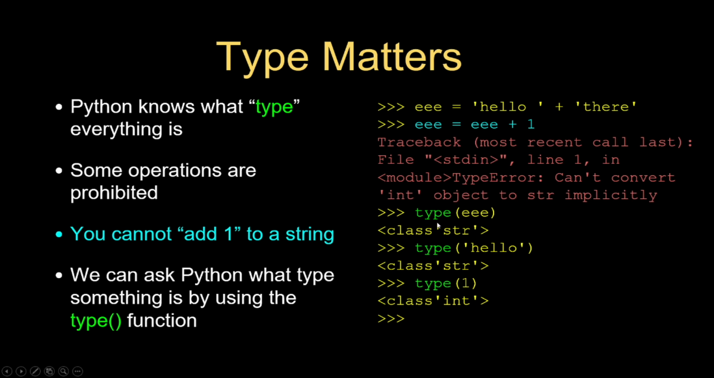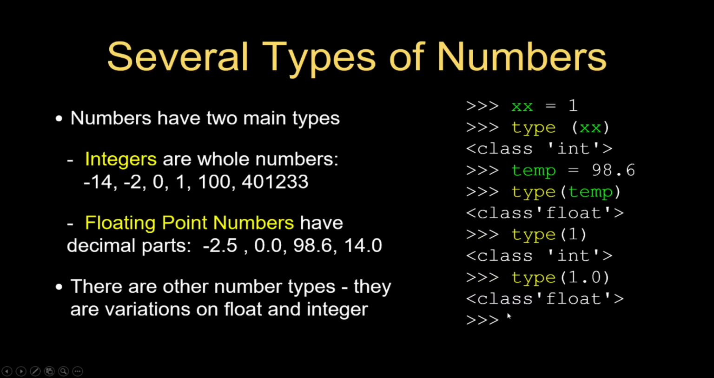Now if you want to know what type of data a variable is, a helpful function is the function type. So let's say type EE will actually tell you that it is a type of string, under the string class. So type sa hello is also string, type sa 1 is int.